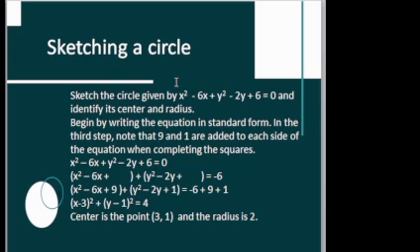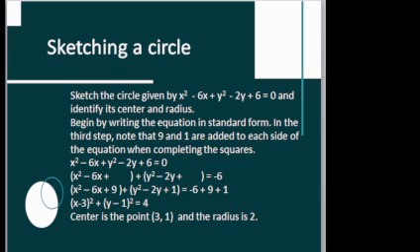Now, we can get the center. We have the h and the k from the given standard form of the equation of the circle. So we have h is 3, and k is 1, and the radius is 2, because the square root of 4 is 2. So we can now plot or sketch the graph of that circle, which has center 3 and 1 and radius 2.